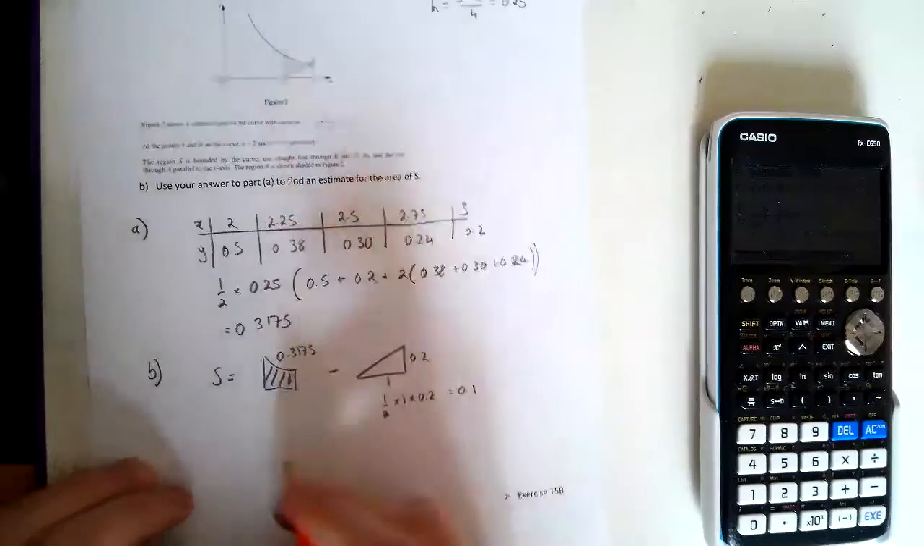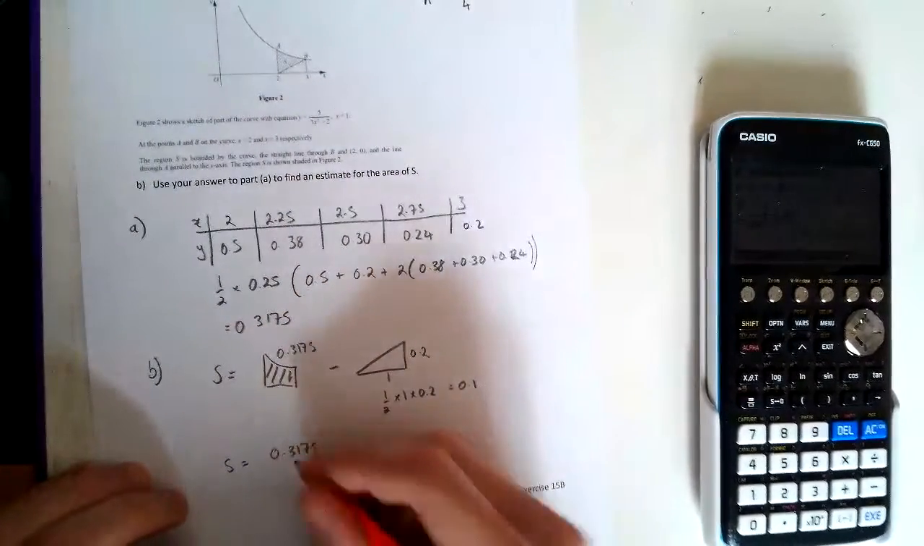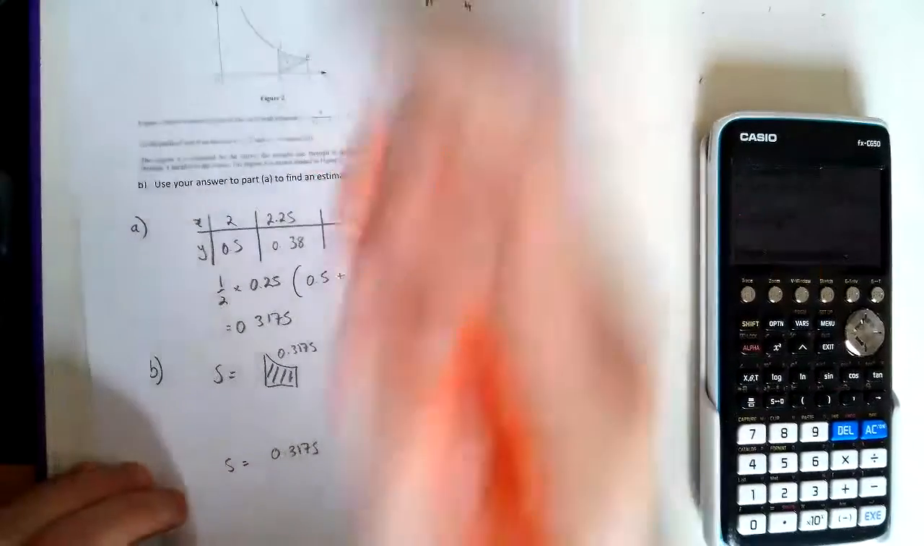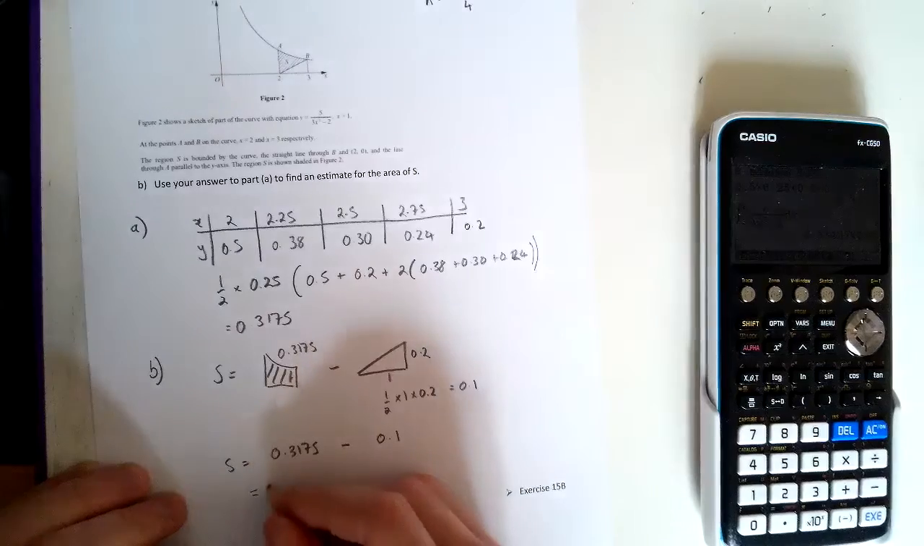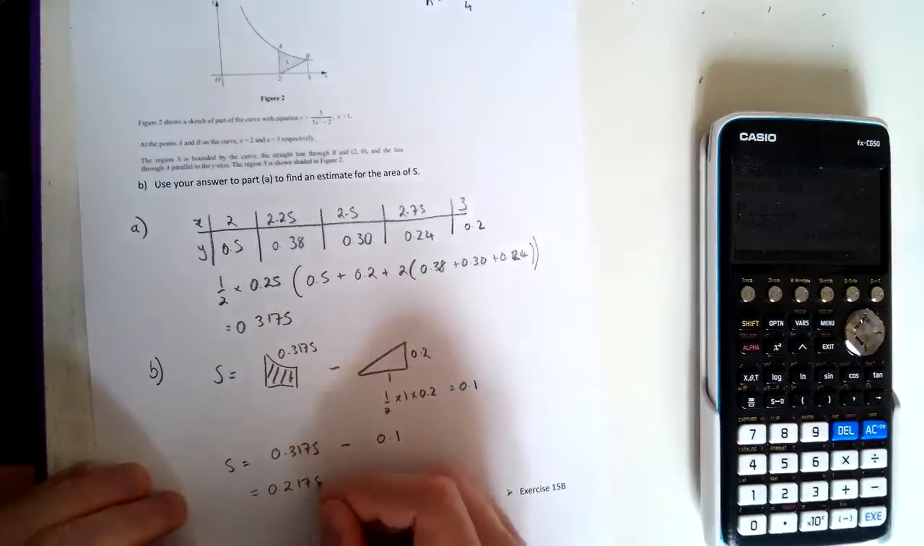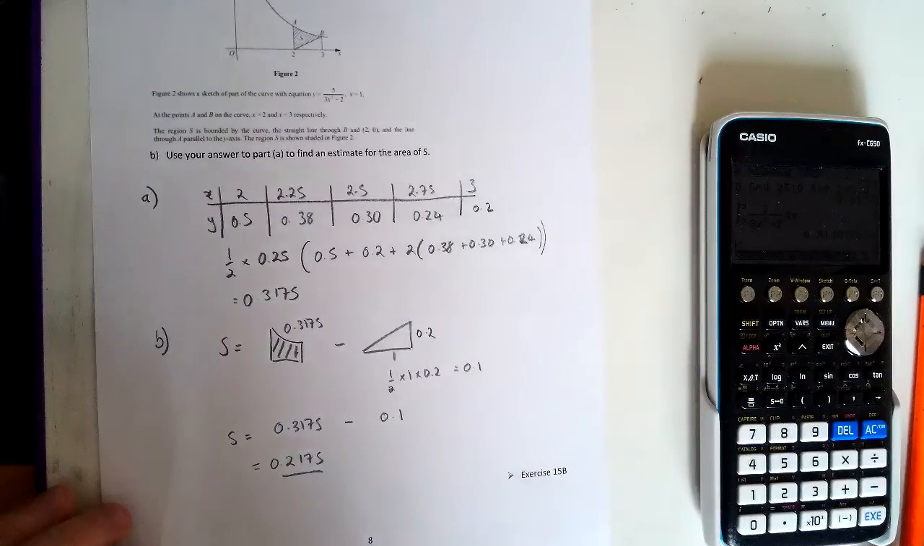So to get the area, it's just 0.3175, the area under the curve, take away the area of the triangle, which is 0.1, which gives us 0.2175. And that's it. That's all the kind of questions I like asking.